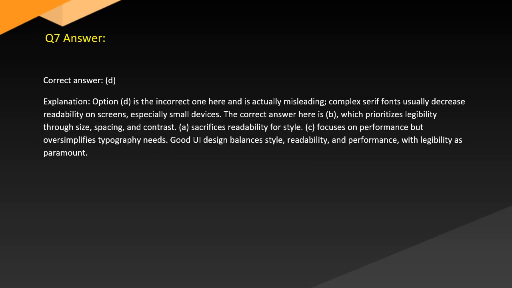Answer. Correct answer, D. Explanation. Option D is the incorrect one here and is actually misleading. Complex serif fonts usually decrease readability on screens, especially small devices. The correct answer here is B, which prioritizes legibility through size, spacing, and contrast. A sacrifices readability for style. C focuses on performance but oversimplifies typography needs. Good UI design balances style, readability, and performance with legibility as paramount.